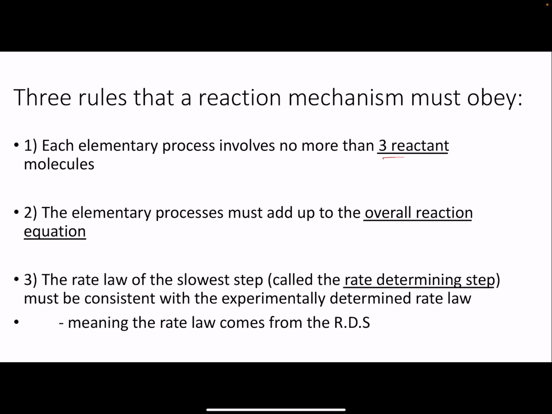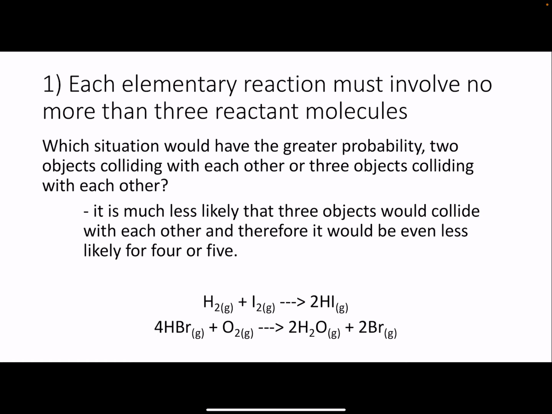Finally, the slowest step, which is called the rate determining step, or RDS as we'll use here, is what we use to determine the rate law. And it has to be consistent with the experimentally determined rate law. So there's a theoretical side to this and an empirical data side. So we'll examine each of those 3 postulates in a little more detail here.